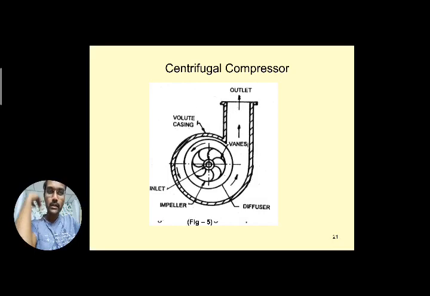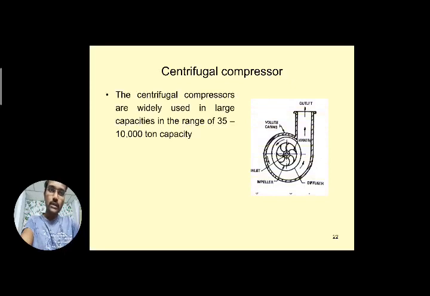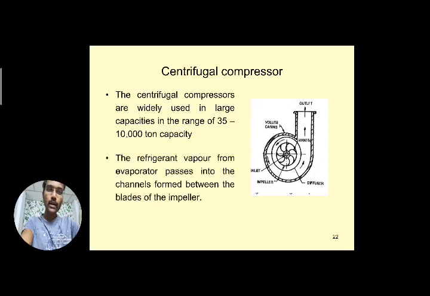Now we will see a small explanation regarding this centrifugal compressor. You see the capacity here: it can be used for large capacities. Please try to remember the range, about 35 to 10,000 ton, from 35 up to 1000 ton capacity. The refrigerant vapor from the evaporator passes into the channels formed between the blades of the impeller.